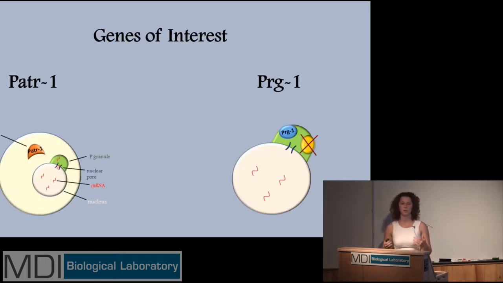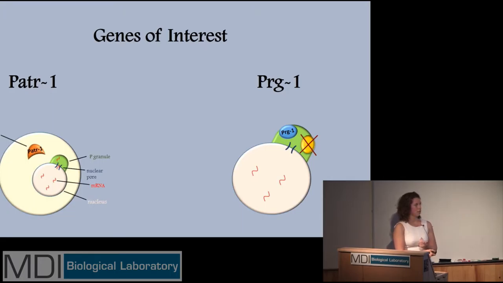So the two genes that we want to do this to in the Updike lab are first PATR-1. This is a component that's in a P body. And a P body is really similar to a P granule, except it's in all cells and it's in the cytoplasm. So previous work in the lab has identified a P granule component that interacts with P bodies. So we want this strain so we can study that interaction more.